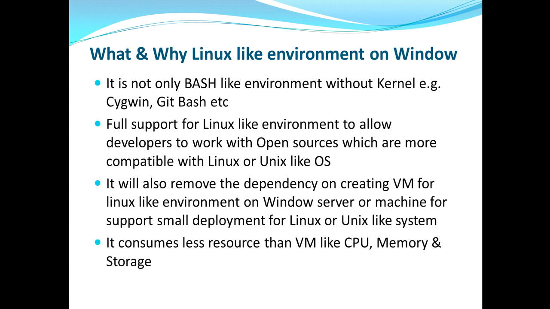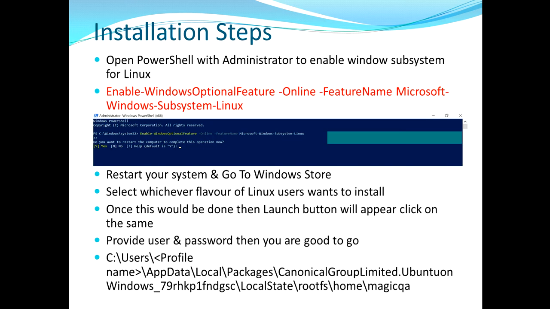So let me quickly tell you how you can install it. There are two ways. The first thing is you need to change a setting. You need to enable the Windows Subsystem for Linux, which is abbreviated as WSL. There are two ways through which you can set this flag. One is to open PowerShell as administrator and type this command, Enable-Windows, which is written in red color.